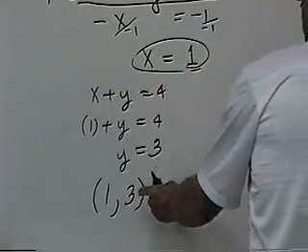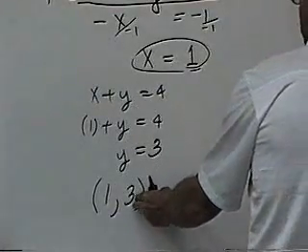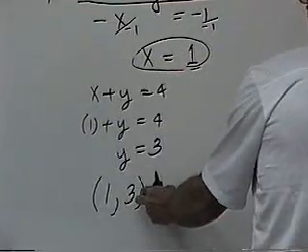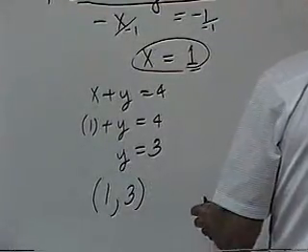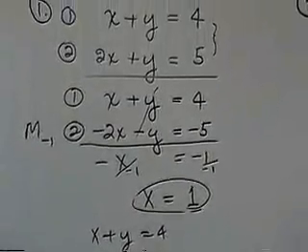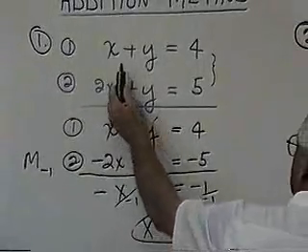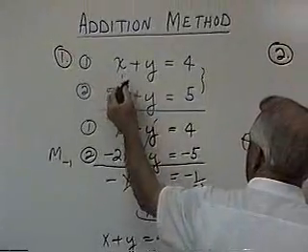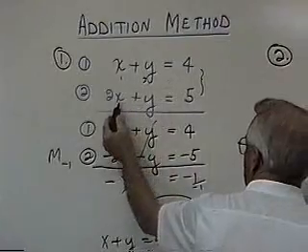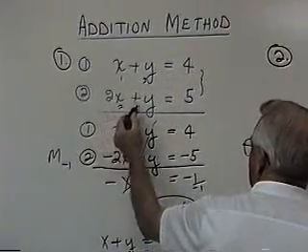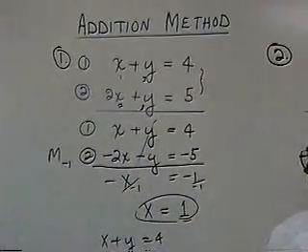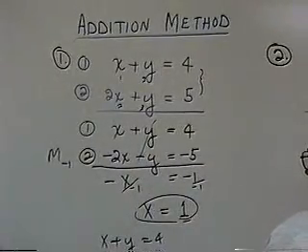What we must do, though, is go back and check to see if that is a solution set of both equations. So let's go back to the original equations and see if 1, 3 works in there. So you put a 1 here, you put a 3 here, and it checks. You put a 1 here, 2 times 1 is 2, put a 3 here, and it checks. So then 1, 3 is a solution set.